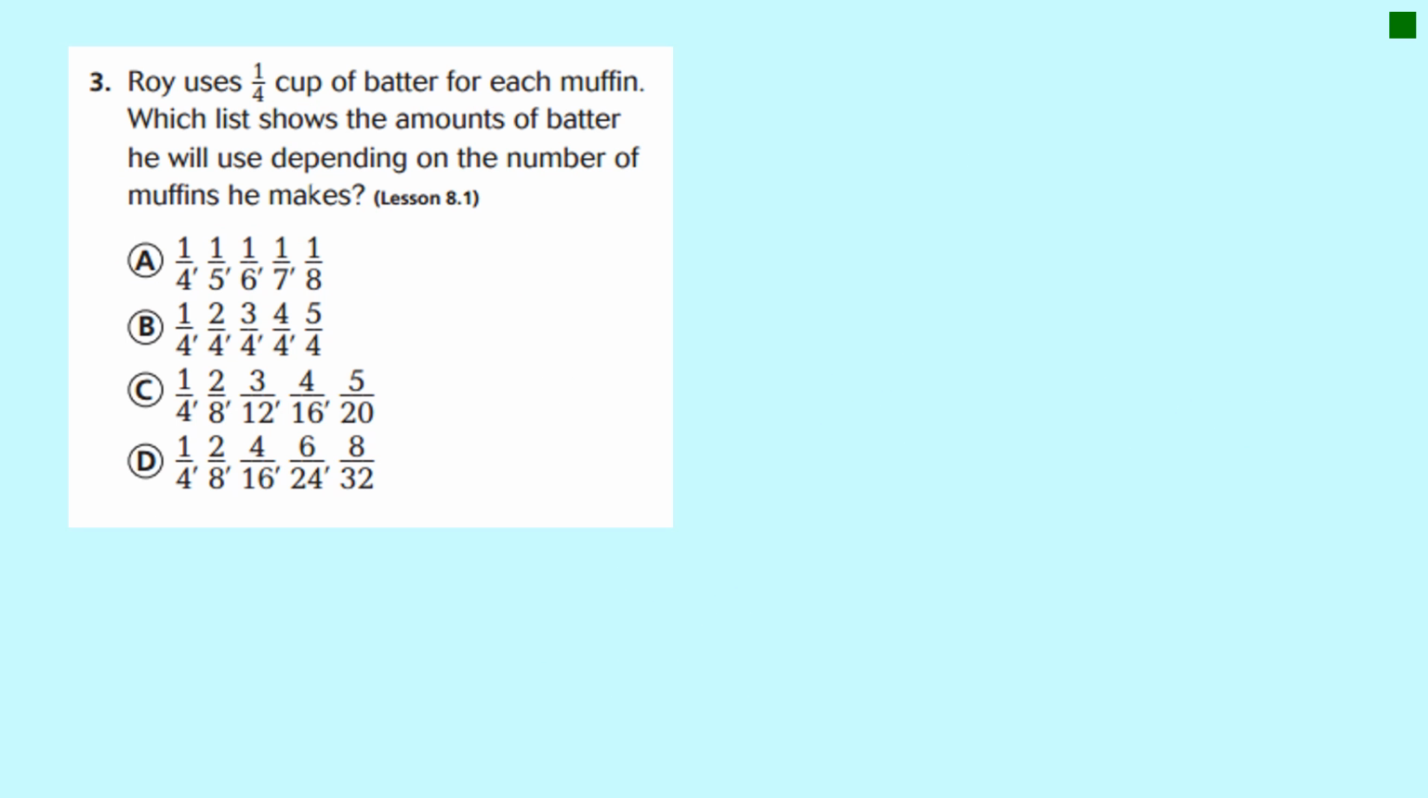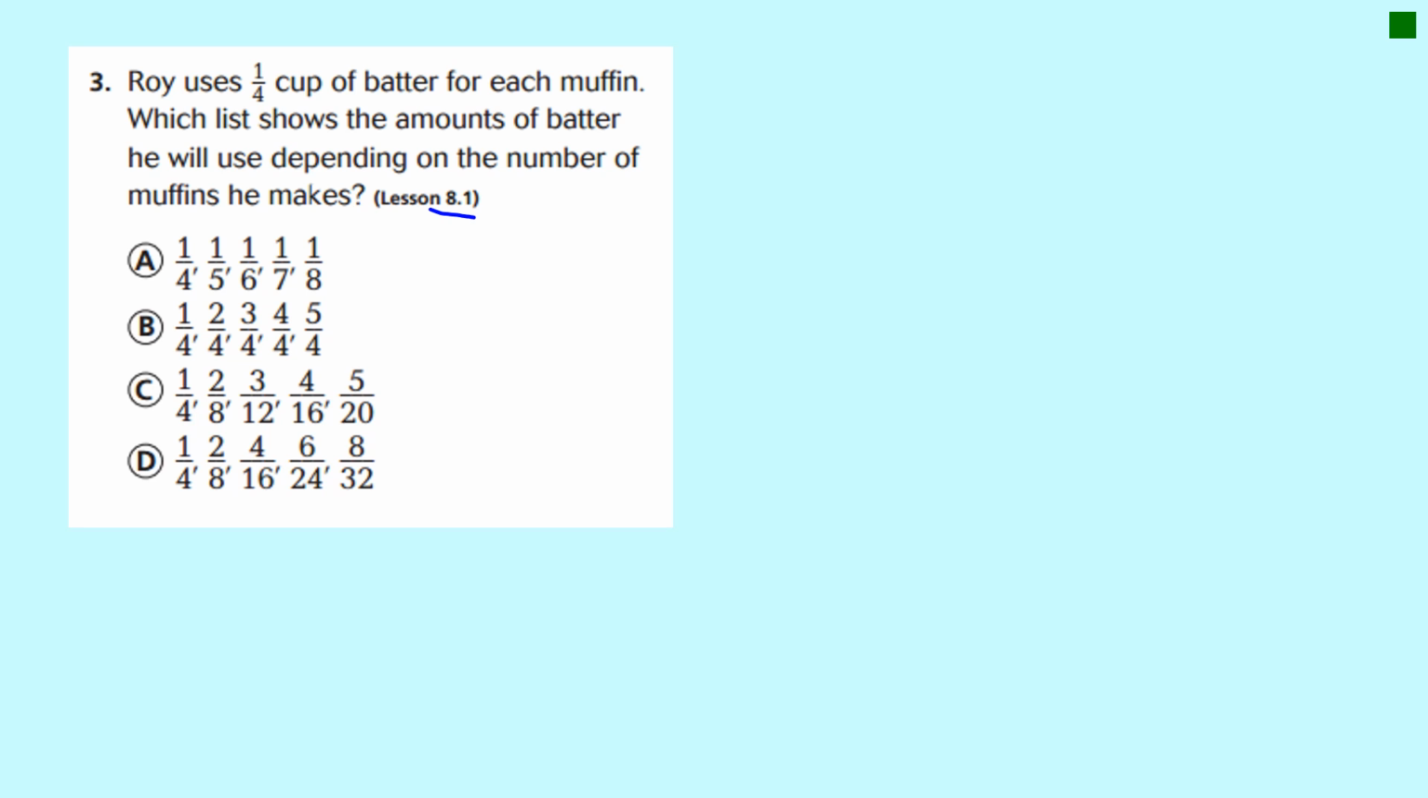All right, so this is way back in chapter 8, lesson 1. It says, Roy uses 1/4 cup of batter for each muffin. Which list shows the amounts of batter he will use depending on the number of muffins he makes? So he's scooping a fourth, another fourth, another fourth, another fourth. Remember guys, these are multiples of 1/4.